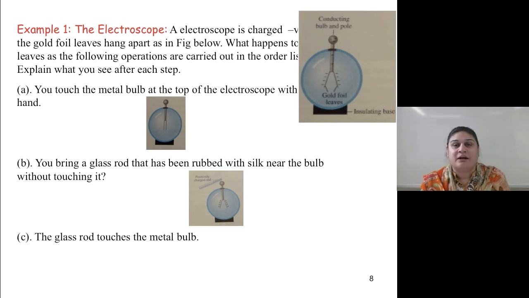Now again, what will happen when the glass touches the metal? Once the glass rod touches the metal, the positive charge will move to the bulb. The electroscope will have a net positive charge, and the glass rod will still be positive, pushing more positive charge onto the foil leaves, and they will hang even further apart.